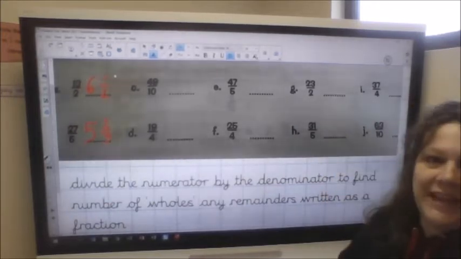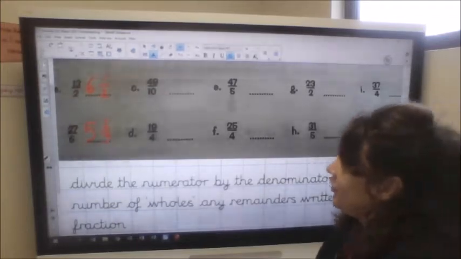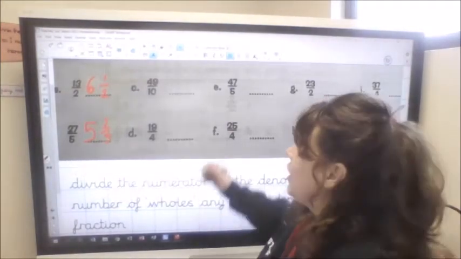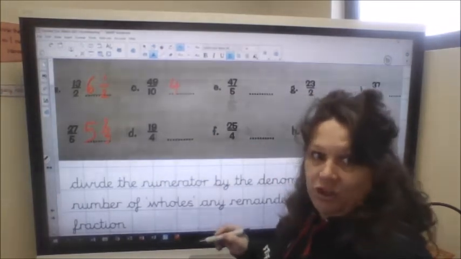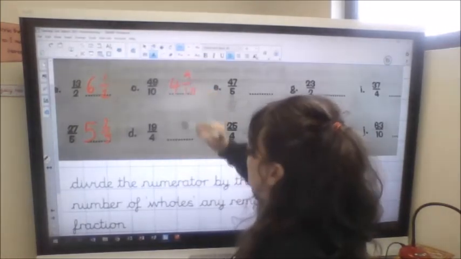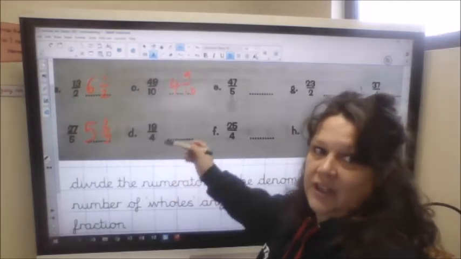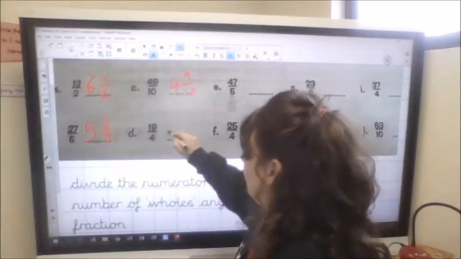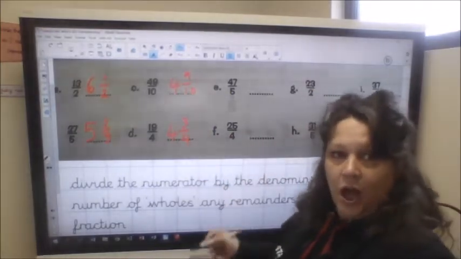Okay, Year 6, let's see how you got on then, shall we? Right, so the C, it's 49 over 10, so 49 tenths. So 10 into 49 goes 4, which is 40, and we've got 9 left over, so it's 4 and 9 tenths. Then we've got 19 quarters, 19 over 4. So 4 into 19 goes 4, which is 16. And we've got 3 left over.